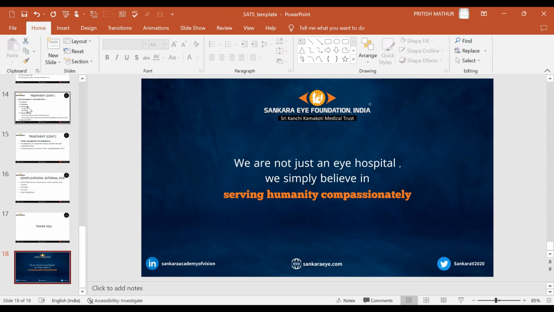So there are various tests that we can do. We can do lacrimal syringing. And Jones dye test we can do, Jones 1 and 2, for diagnosing whether there is a partial obstruction, and whether it is before the lacrimal sac or distal to the lacrimal sac.